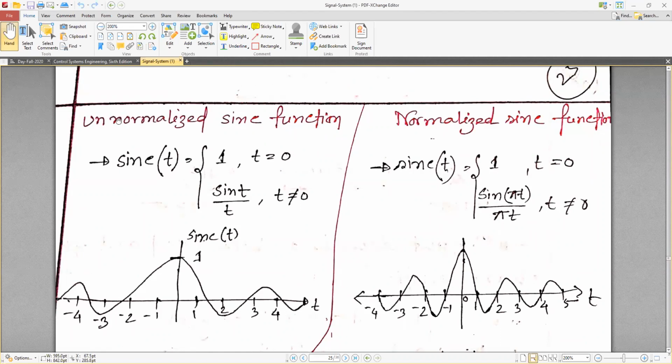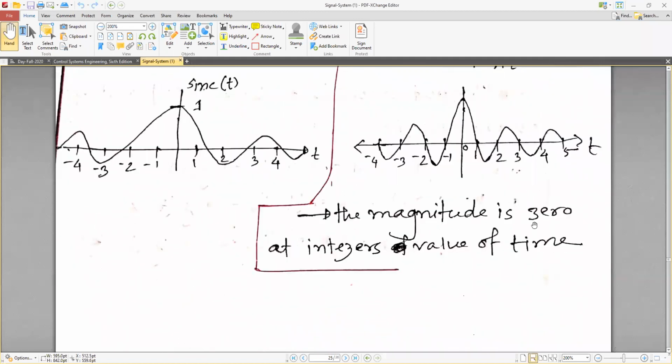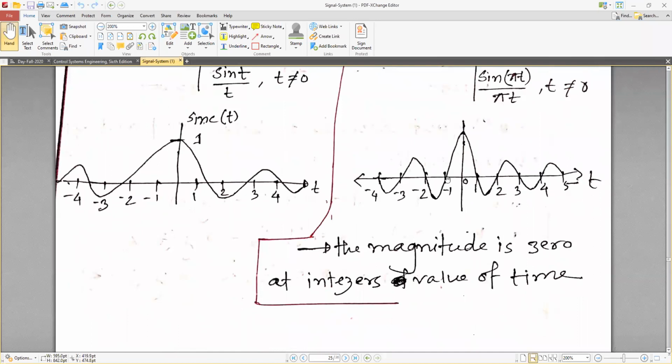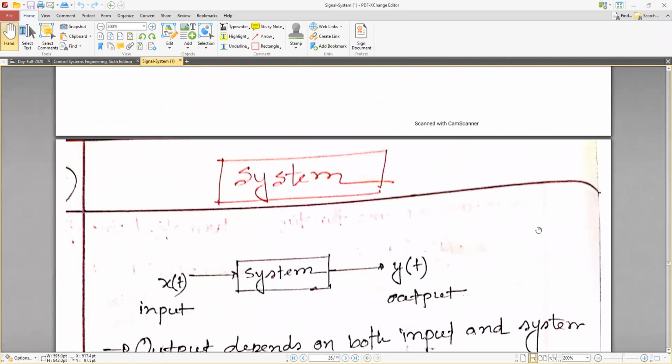And this is unnormalized. And for the normalized one, it is 1 when t is equal to 0, and when it is not 0, it is sin pi t divided by pi t. See the signal. The magnitude is 0 at integer values of time. Remember this. Here the magnitude is not 0 at the integer time values, but in the normalized case the magnitude would be 0.